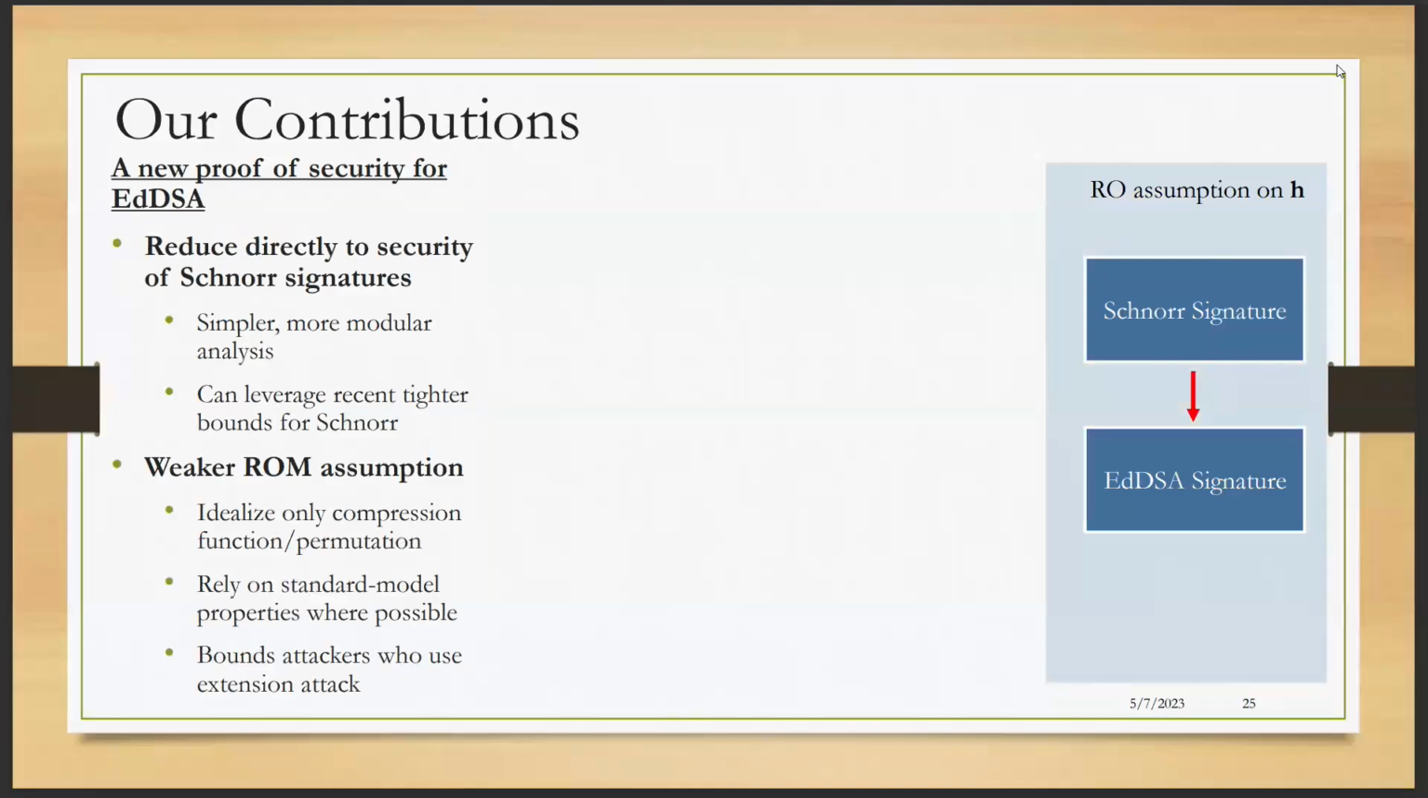The other thing that our proof does is, instead of assuming that SHA-512 is a random oracle, we assume that its compression function is a random oracle, which means that we can explicitly take into account things like length extension attacks. We can explicitly validate that choice of hash function. And we don't have this problem.